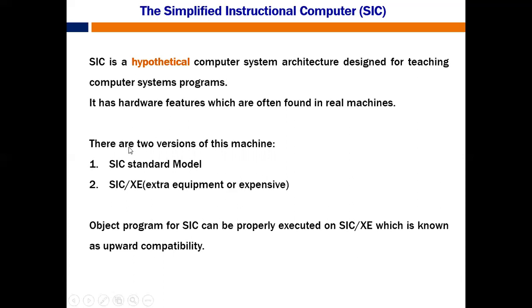That means using this SIC, we can understand and learn the system software processing part. There are two versions of this machine. One is the SIC standard model, the other one is SIC XE, that is extra equipment or expensive model. The object program for SIC can be properly executed on SIC XE, which is known as upward compatibility. That means SIC XE is the next version of the SIC standard model.